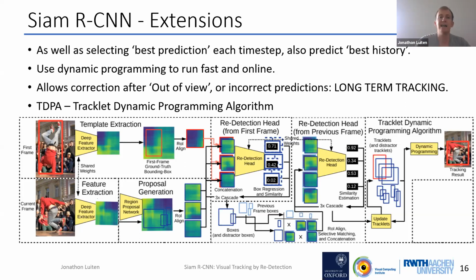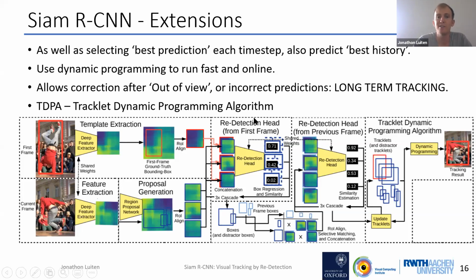And so the trick here is that, normally in tracking at each frame, you just select what is the best prediction. And you might use the history of what you thought was the best prediction. But we wanted to change this, and we wanted to actually be able to change the past if the new evidence says that the past we thought was there was wrong. So in each frame, we don't want to just predict the best prediction, but we want to also predict the best history. So how do we do this? Well, we use dynamic programming, and it makes it still run fast and online.